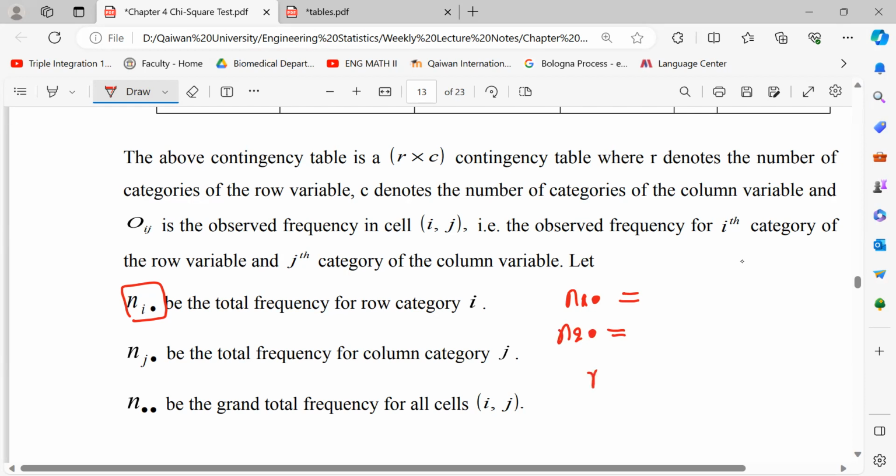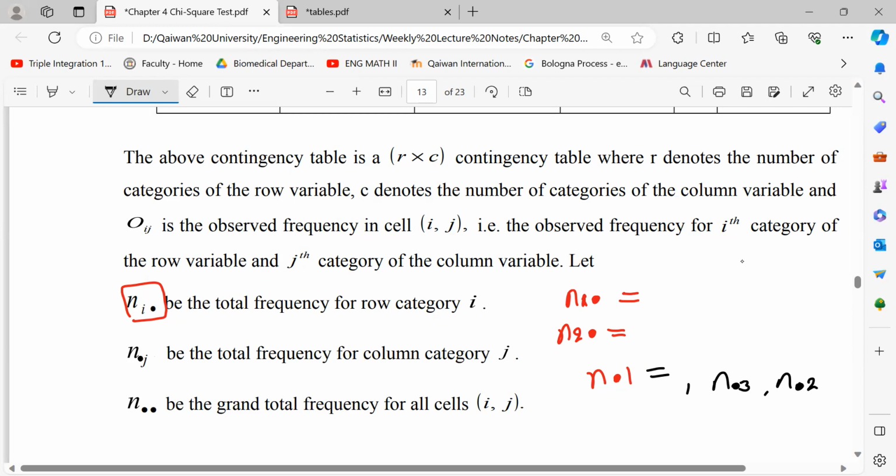Okay, how about n dot 1? It must not be written like this. It's n dot j. How about n dot 1? This is the sum of all elements in the first column. Then n dot 3 is the sum of all elements in column 3. And n dot 2 is the sum of all elements in column 2.